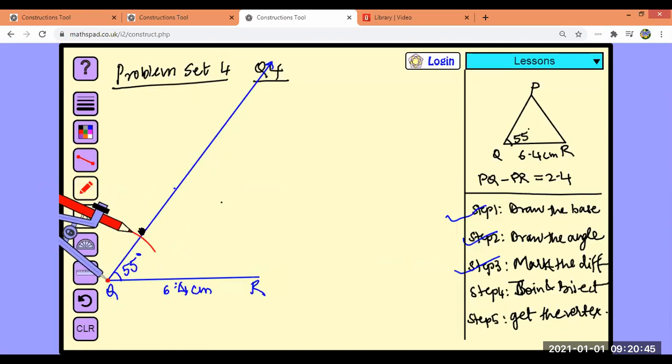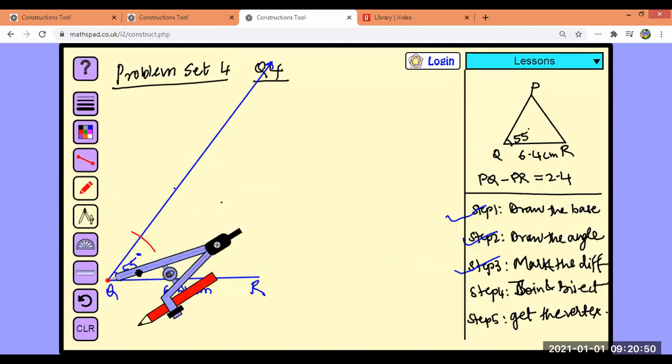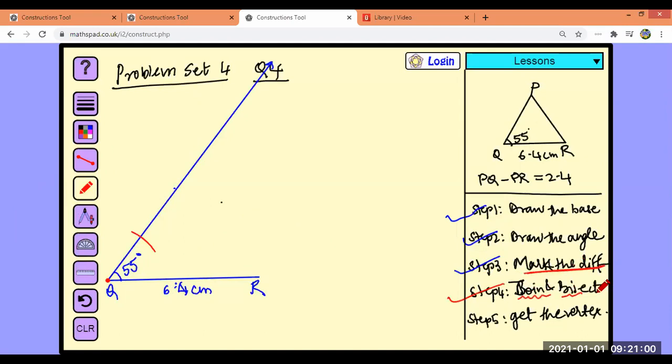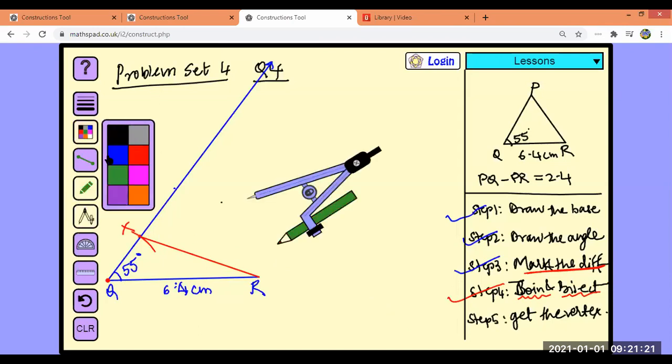Okay. Once you mark the difference, we have to join it to the other end. So join and bisect. That is the next step. So join this arc to the other end, and now we have to bisect this. Remember, this is not point P, this is just a random point. Fine? And now we have to bisect XR. So let's bisect XR. How do we do that?